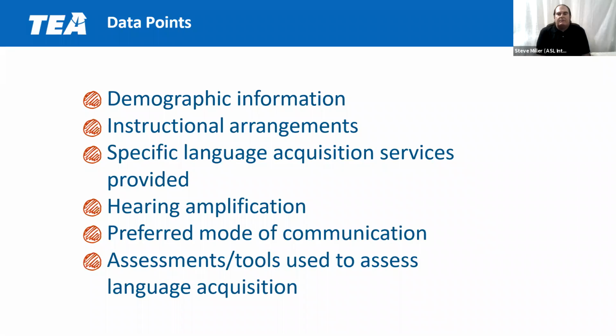Hearing amplification. One example would be a cochlear implant, hearing aids, an FM system, or it could be a combination of those. Like a student could have a cochlear implant for one ear and a hearing aid in the other ear, also using an FM system at the same time. And we want to document all of those so that we can advise how they're able to access and acquire language. Also, we want to know how long they're using the equipment. If the student does not use any of that equipment, that's fine. We just document that they're not using anything.